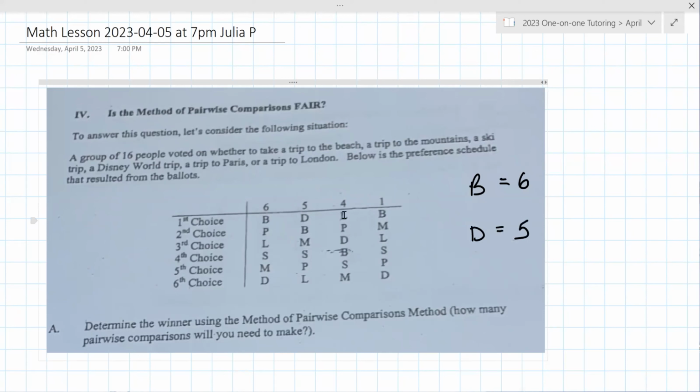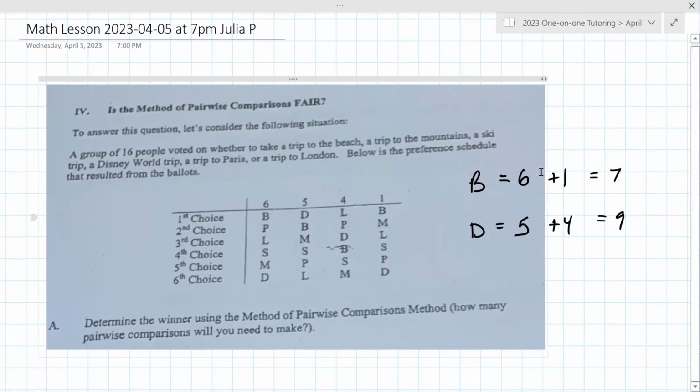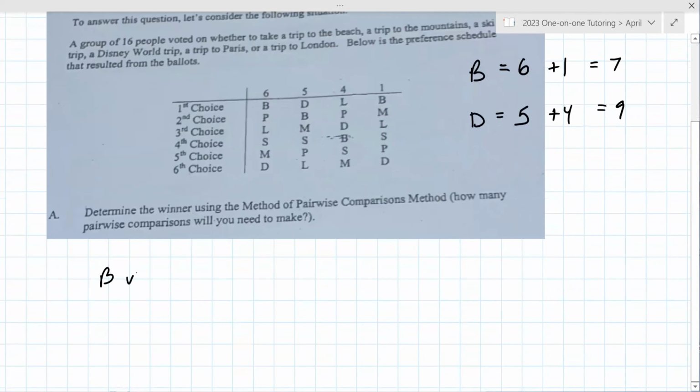In the fourth column, this one down here, you're comparing B and D. D is above B, so D gets the 4. Okay, but in the last column, B is above D, so it gets 1. Okay, so this is 7 and this is 9. We'll do this a bunch of times here, but is it clear how we get those numbers? Yeah. Okay, so when you compare B versus D, D wins.